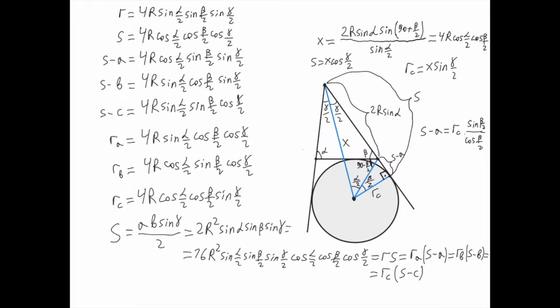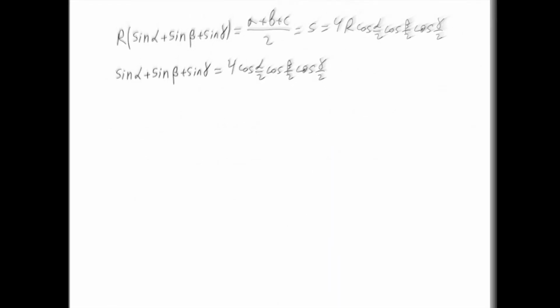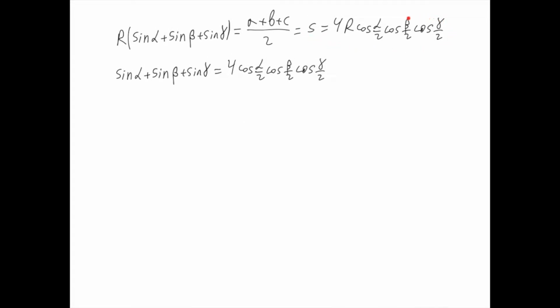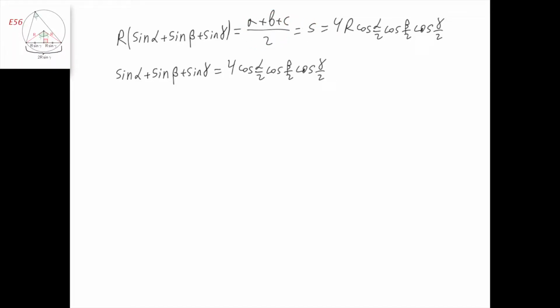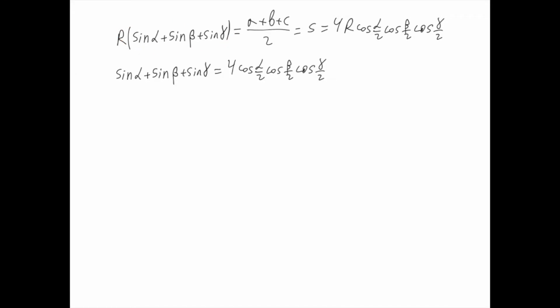And now we can get even more interesting identities by considering what s, the semiperimeter, and what s minus a, s minus b, and s minus c are. Because you see, s equals a plus b plus c divided by 2, and we have that s equals 4R cosine alpha over 2 cosine beta over 2 cosine gamma over 2. On the other hand, s equals a plus b plus c over 2, which is R times sine of alpha plus sine of beta plus sine of gamma because of the law of sines. And when we cancel out the R here and here, we get this equality, which states that the sum of the sines of the three angles in a triangle equals 4 times the product of the cosines of the half angles in the triangle.